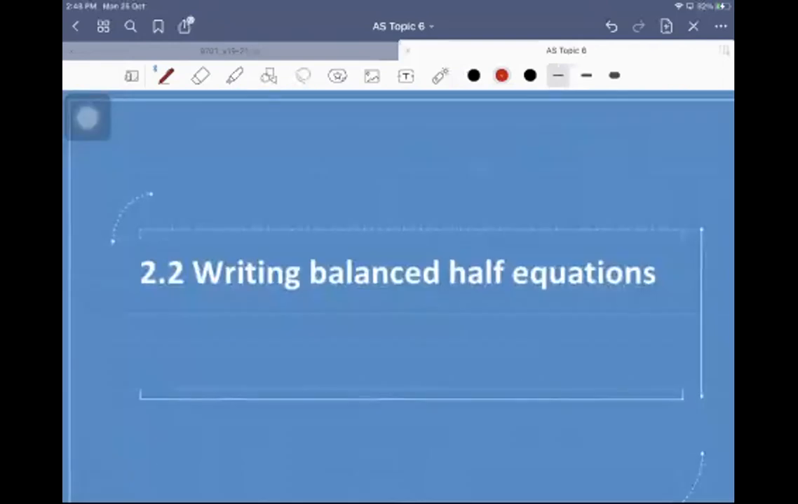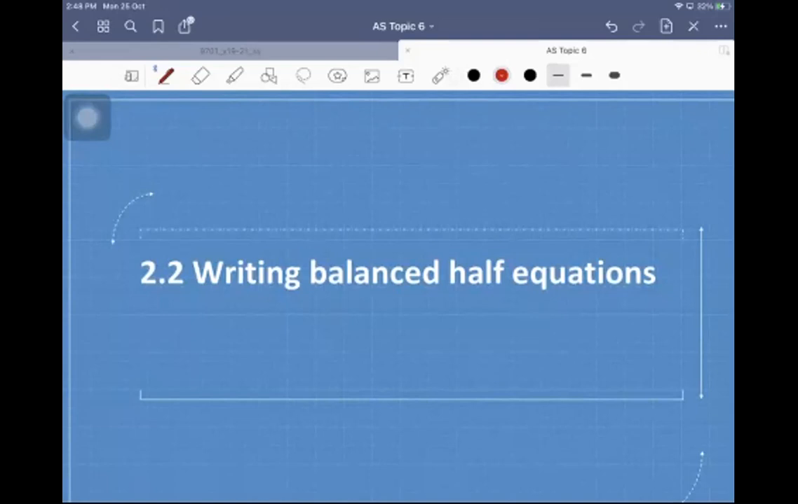Moving on to section 2.2 on page 3 of your notes, writing balanced half equations. I have mentioned to you in the previous lesson that half equation is when you break down your full equation into 2. When you separate your full equation into half oxidation and half reduction. So for a reaction to be a redox, it means that both reduction and oxidation must be present in the same reaction at the same time. So we're now going to look at the half equation so we can focus on just the oxidation bit or just the reduction bit.